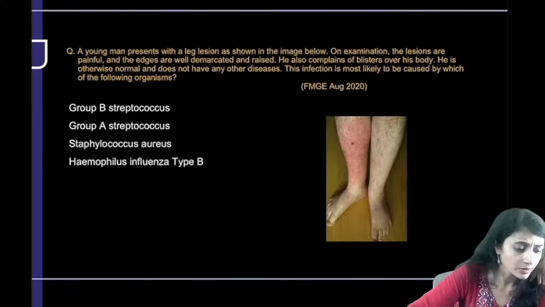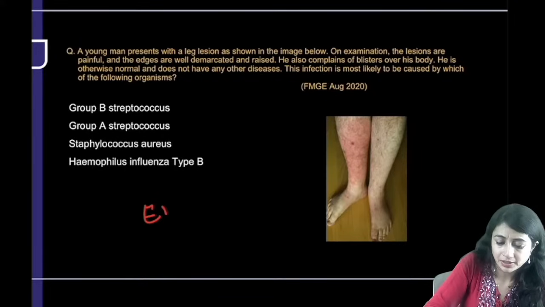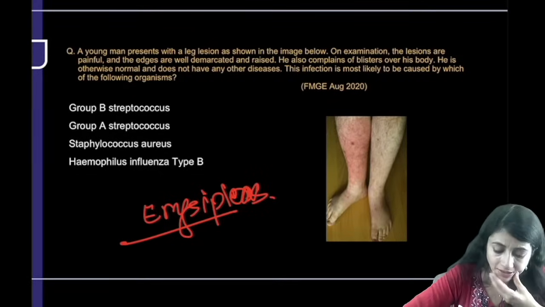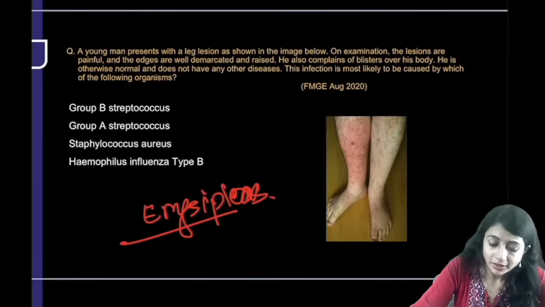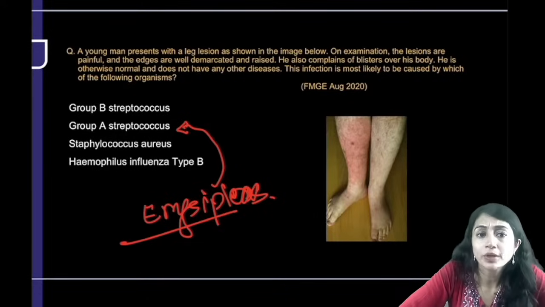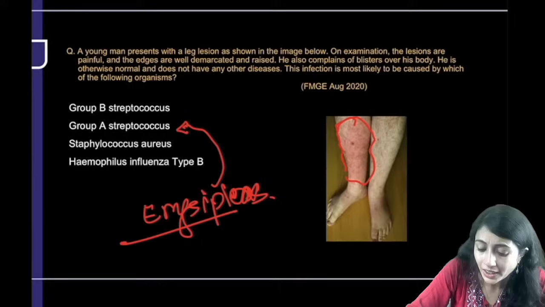I'm getting answers from previous questions also. Yes, this is erysipelas, and erysipelas is caused by group A beta hemolytic streptococcus. Why do I call it erysipelas? Because I see an erythematous painful lesion which is well demarcated.